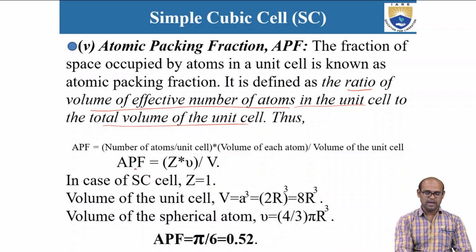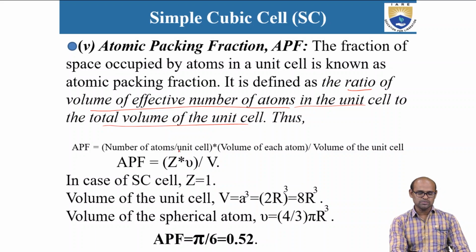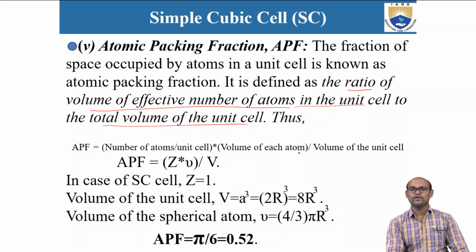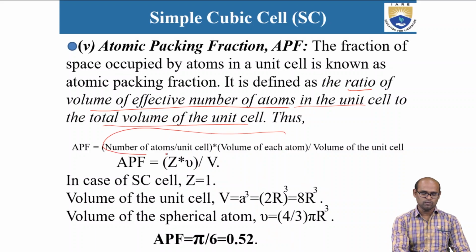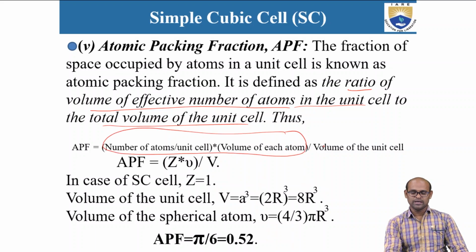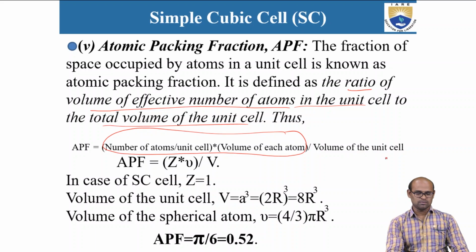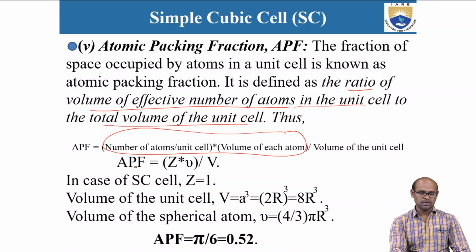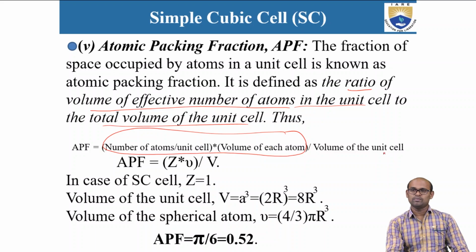So atomic packing fraction is given by the number of atoms per unit cell times the volume of each atom. So how many atoms we have per unit cell, and the volume of each atom, that is the effective volume of the effective number of atoms, divided by the volume of the total unit cell. So atomic packing fraction is Z times v, where Z is the number of atoms per unit cell and v is the volume of each atom, divided by the volume of the unit cell.